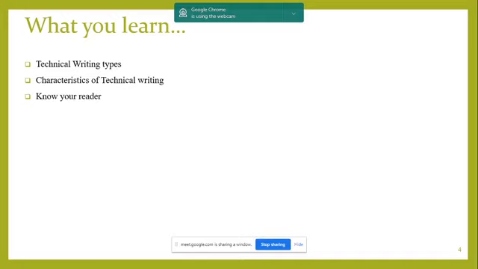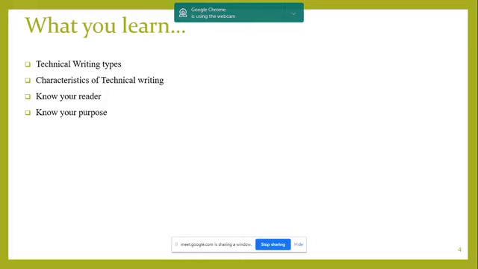And you should know your reader, who is going to use your paper. So you need to understand them, you need to understand their pulses. So that's what we will discuss here in the know your reader section. And know your purpose, why you are writing this paper.